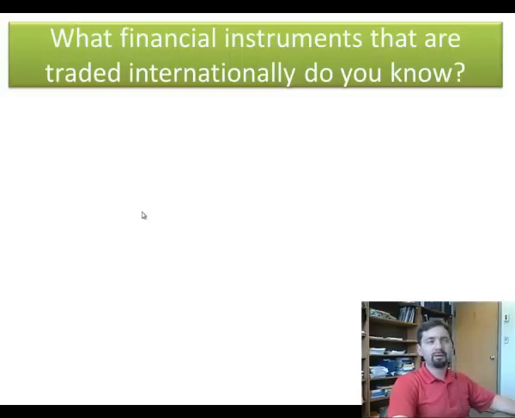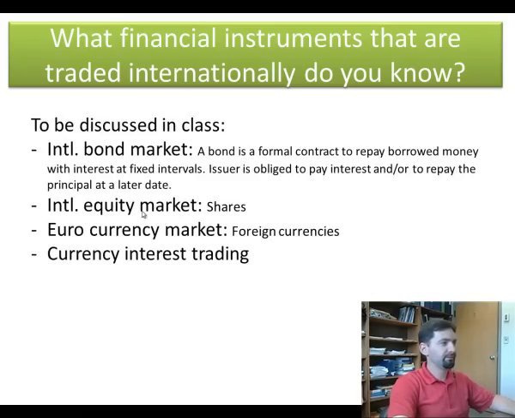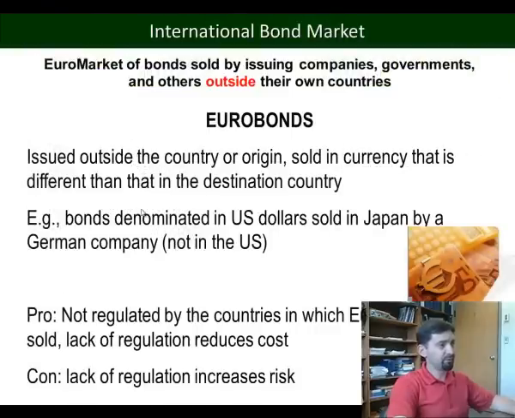Now, what financial instruments that are traded internationally do you know? We're going to talk about the international bond market, the international equity market, the Eurocurrency market, and currency and interest trading. So we'll talk about each of those one by one.